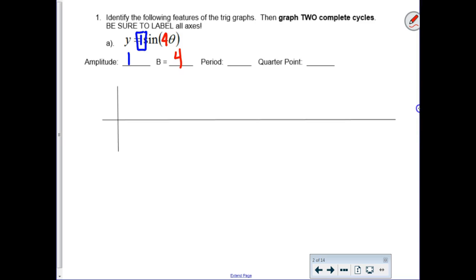So because the b value is 4, that means the period, which is 2 pi divided by b, we're going to be able to calculate to be 2 pi divided by 4. Technically, if you left it like this, you're right. However, I would love if you guys could simplify that to pi over 2.